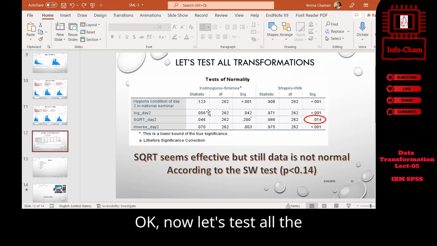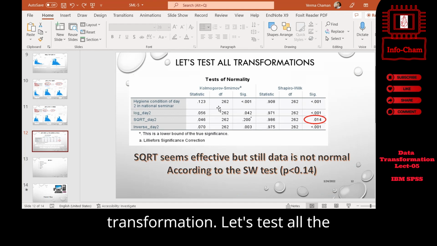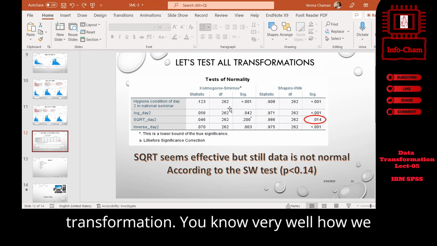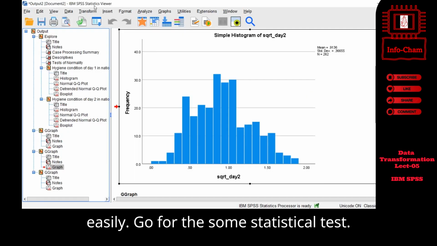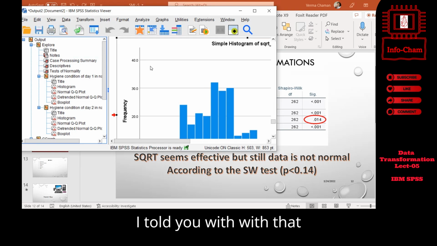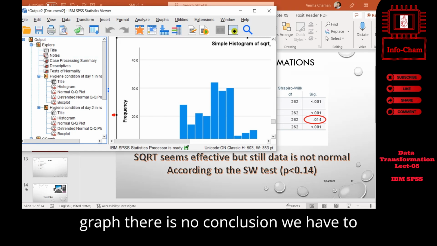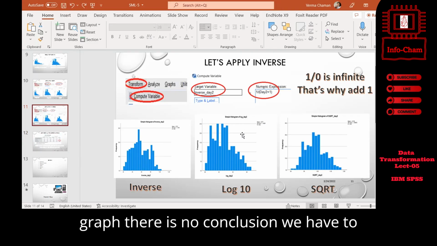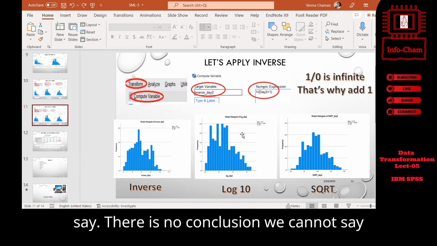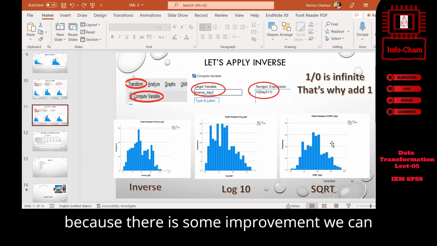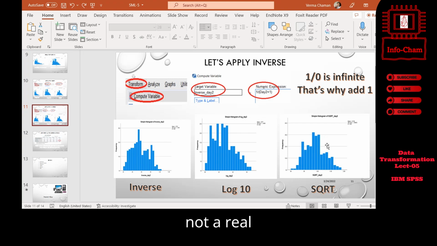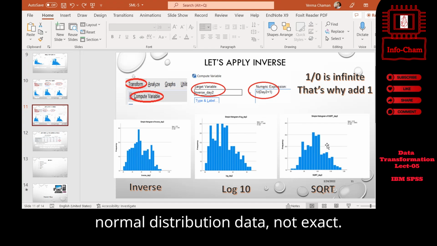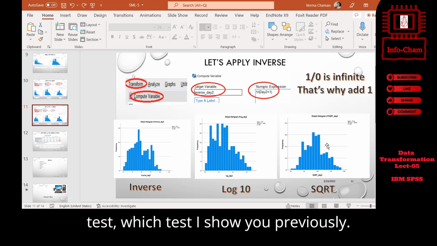Okay, now let's test all the transformations. You know very well how we can test all the transformations very easily: go for some statistical test. I told you that with a graph alone, there is no conclusion we can state, because there is some improvement we can see from the diagram, but actually it is not real normally distributed data, not exact. So how can we check it with some test?